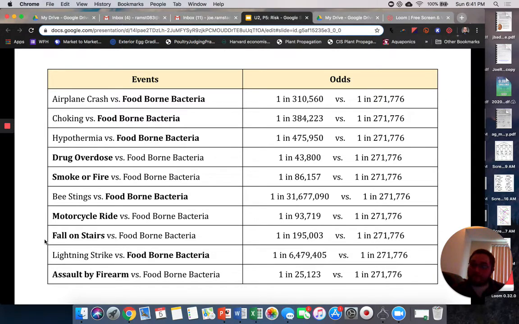But it's important to know that we have a 1 in 271,776 chance of dying from a foodborne bacteria or foodborne illness in the United States in any given year, which generally speaking, for some people, that's kind of scary. But again, we are taking a calculated risk when we are choosing to eat a hamburger that may have a little bit of pink in the middle, or a steak that might be cooked medium instead of medium well or well done. That is a calculated risk.